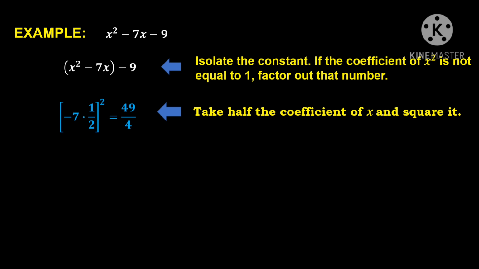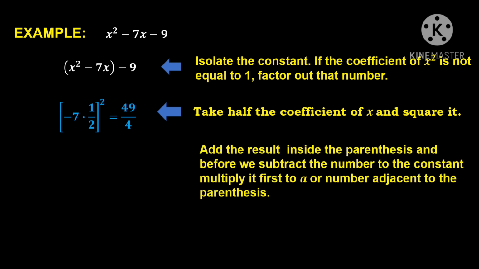So remember that the coefficient of x is negative 7. So we have negative 7. If we take the half of it, same as multiplying it by 1 half, negative 7 times 1 is negative 7 over 2. Since negative 7 is not evenly divisible by 2, we simply write our answer as an improper fraction. So you have negative 7 over 2. If we square negative 7 over 2, we'll have 49 over 4. So this is the result, the square of half of the coefficient of x.